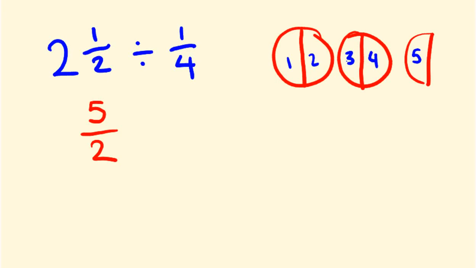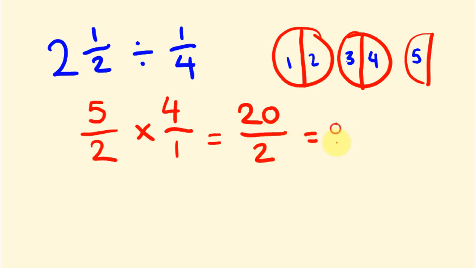Okay, so I'd have to times this now by what? Okay, I'm going to flip this over. This is going to become 4 over 1. So let's do this. 5 4s are 20. And we're going to put that over 2 times 1, which is 2. 20 divided by 2 is 10. That sort of makes sense, doesn't it?